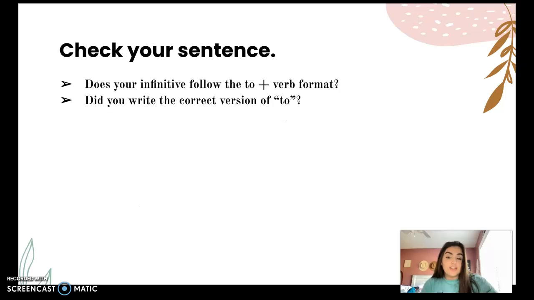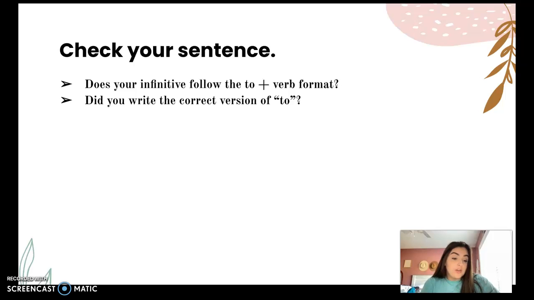So, let's check our sentences. Does your infinitive follow the to plus verb format? And did you write the correct version of to? I know lots of times we get confused about to and too.